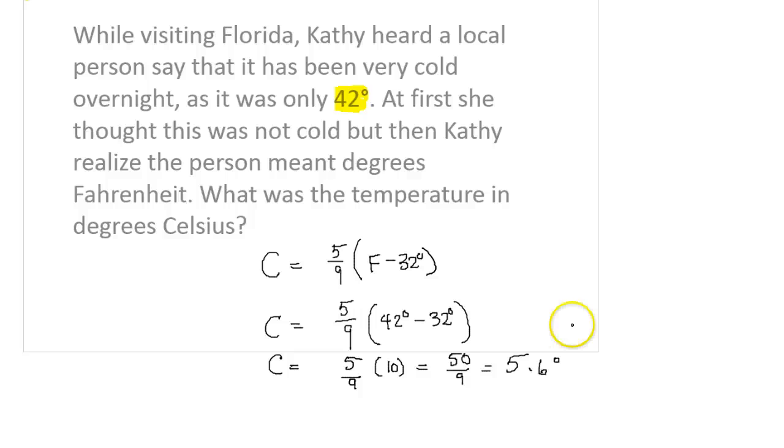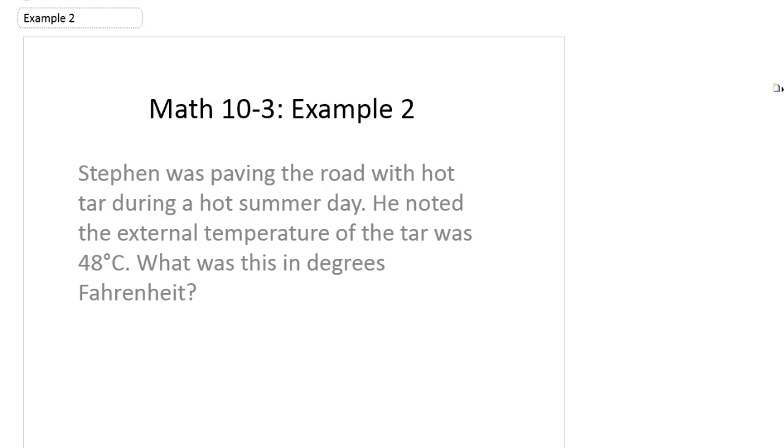Let's go on to example number 2. Stephen was paving the road with hot tar during a hot summer day. He notes that the external temperature of the tar was 48 degrees Celsius. Whew, that's pretty warm. What temperature is this in degrees Fahrenheit? So let's go back to our formulas.